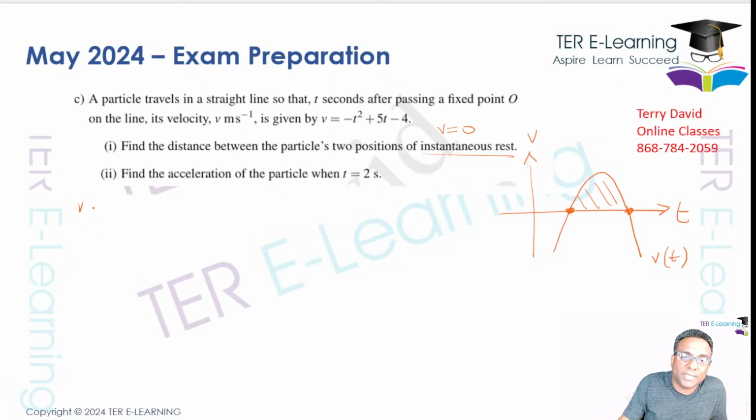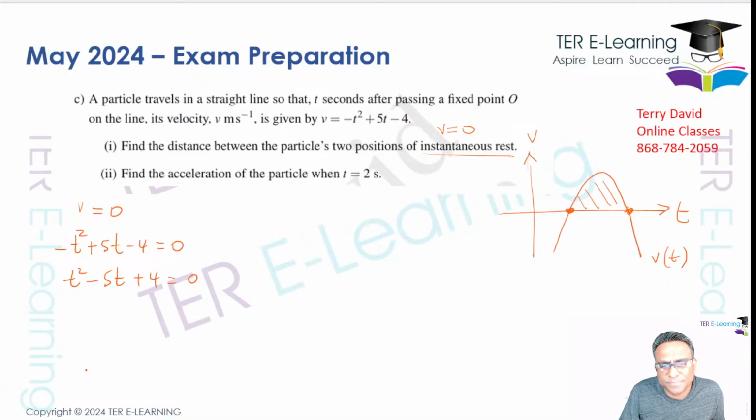So I'm going to put v equal to 0. So this is going to be minus t squared plus 5t minus 4 is equal to 0. I don't like to work with a negative sign in front of t squared, so multiply everything by minus 1. So we get t squared minus 5t plus 4 is equal to 0. Will this work out? Hopefully. If I factorize this, put a 1 here, put a 4 here, and put a minus and a minus.